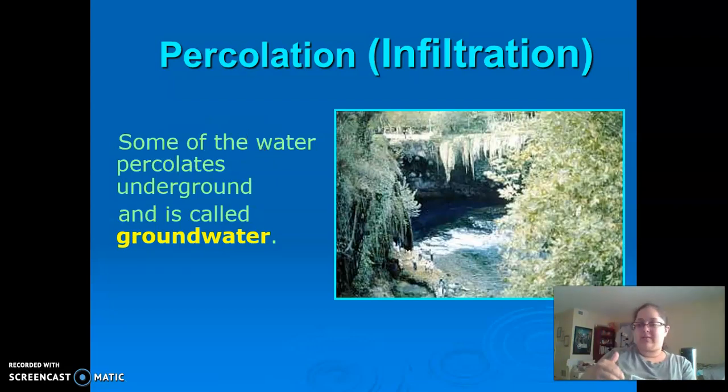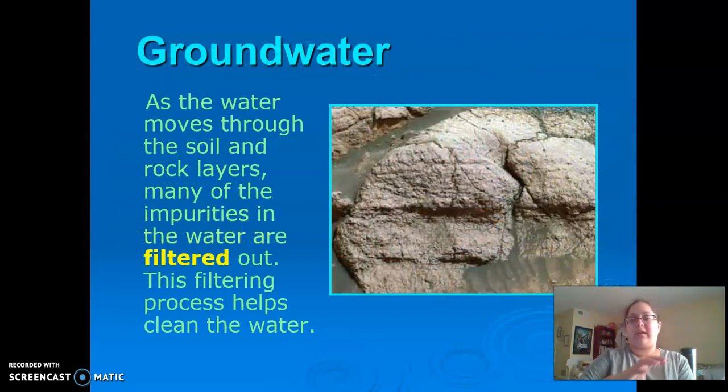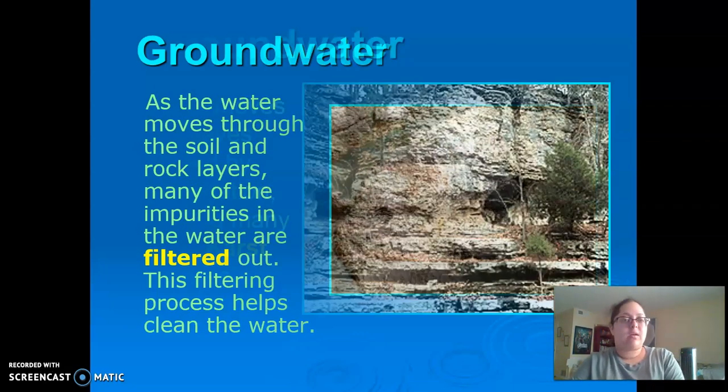Okay, so some of the water percolates underground and is called groundwater. So this is where water makes its way through rock and soil and gets into these underwater caverns where there's water. Okay, and as the water moves through this soil and through the rock layers, many of the impurities in water are filtered out. This is like a natural filtering process. It helps clean our water. That's why we're not just drinking dirty water all the time. It's like in nature before we had plumbing systems and all that kind of stuff. Water would filter through the rock layers and it would remove the impurities until it ended up in the groundwater, and it would get really clean water that would then end up in the streams and end up in places where animals could drink it.